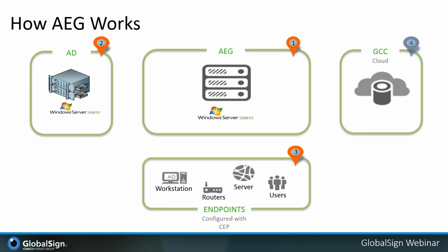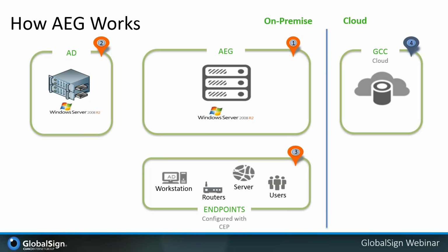And finally, the 4th component is the GlobalSign Certificate Center, or GCC, that sits on top of our robust certificate issuance and management engine. This component is the one that manufactures the certificates that your endpoints use. All of these 4 components are important. One cannot operate without the presence of another. So 3 of these 4 components reside on-premise at the customer site, and the 4th one, the GCC, is on our cloud.